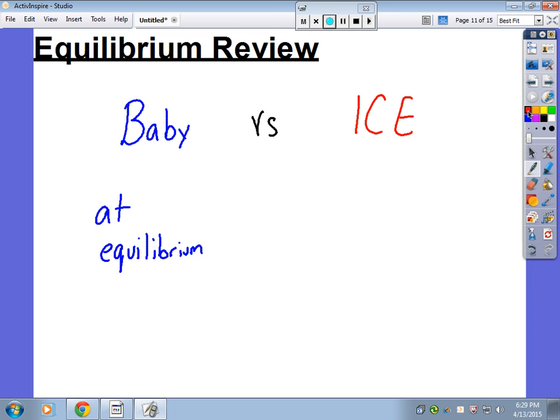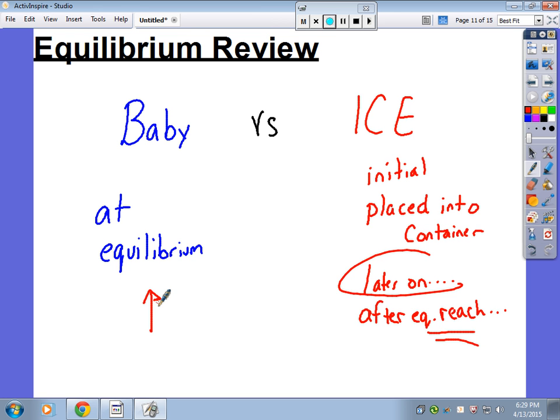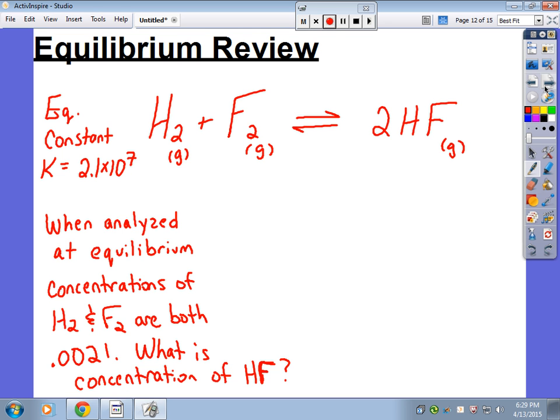ICE has things like some things are put into a container. So they're placed into some kind of container or into a vessel. And then it says later on, or after equilibrium is reached. Okay, so in other words, initially there's these first conditions, and then later on equilibrium is reached. So in baby chem, you already are at equilibrium, and in ICE problems, you are working towards finding out things that occur at equilibrium. So let's do two problems, actually three.